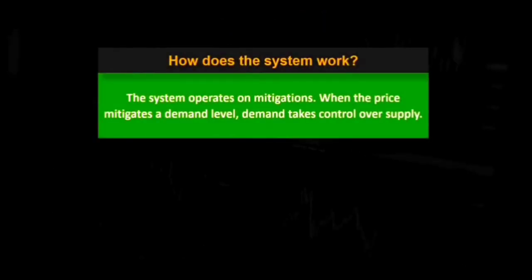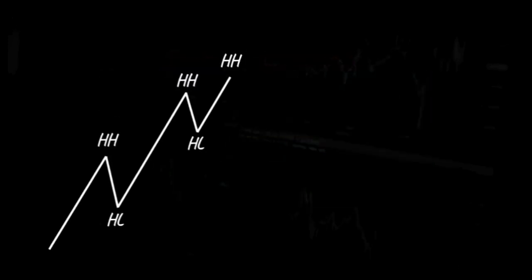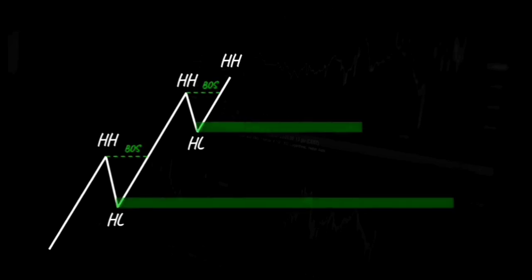How does the system work? The system operates on mitigations. When the price mitigates a demand level, demand takes control over supply. Conversely, when the price mitigates a supply zone, supply takes control over demand. Imagine the price is moving in an uptrend, creating a series of higher highs and higher lows. Each time the price breaks the structure to the upside with inefficiency, a demand zone is formed. These demand zones remain unmitigated until the price taps into them, offering a perfect opportunity to follow the dominant trend.